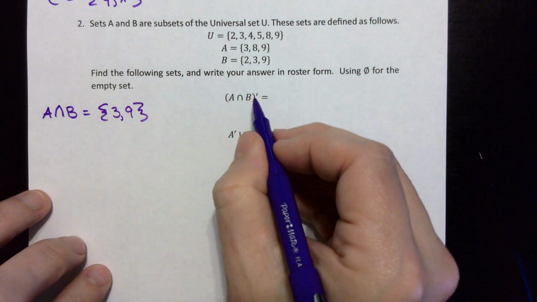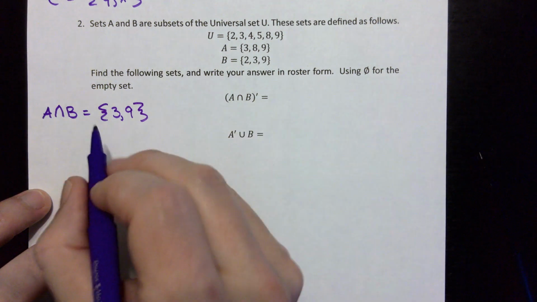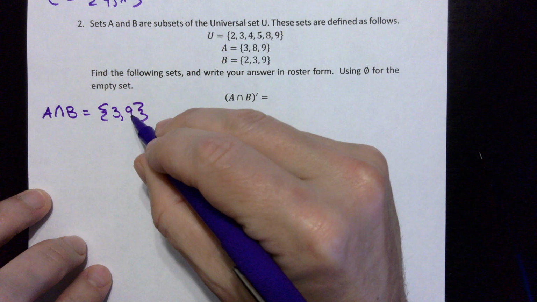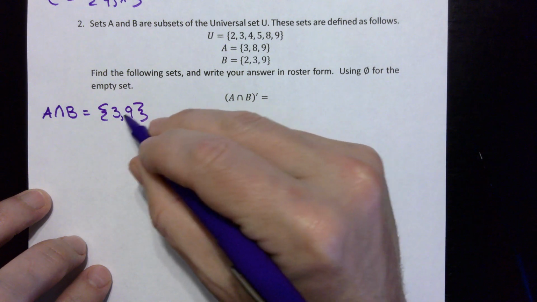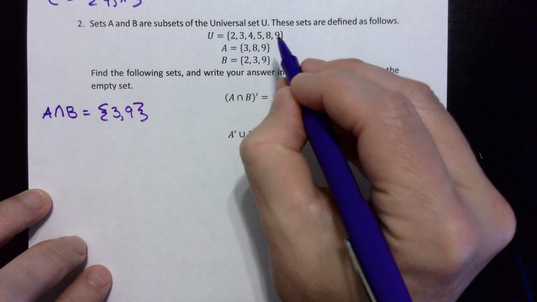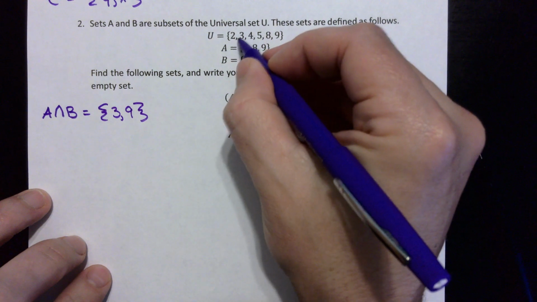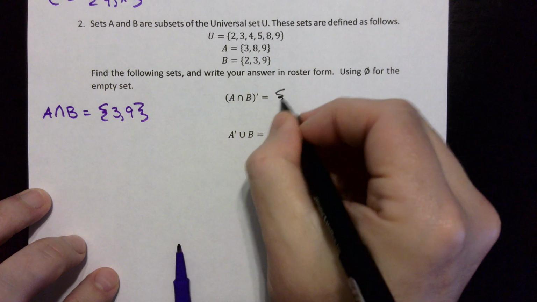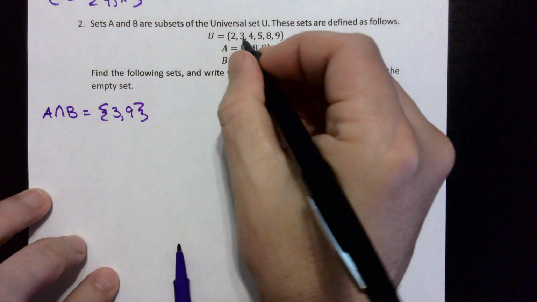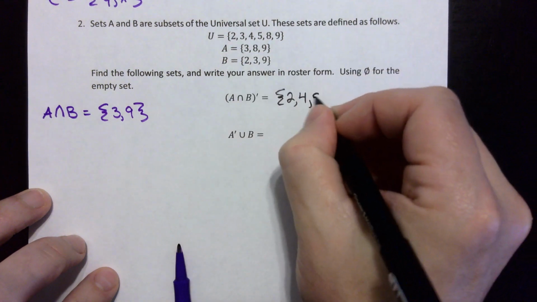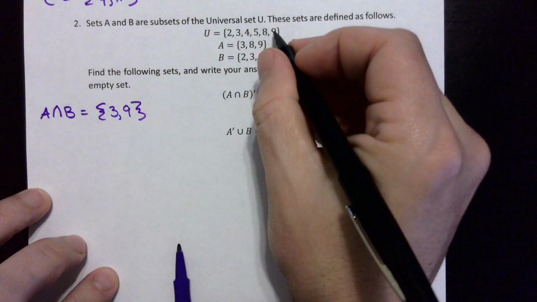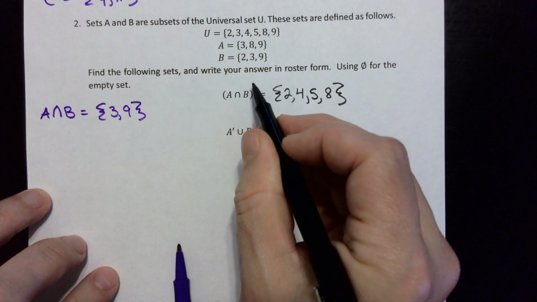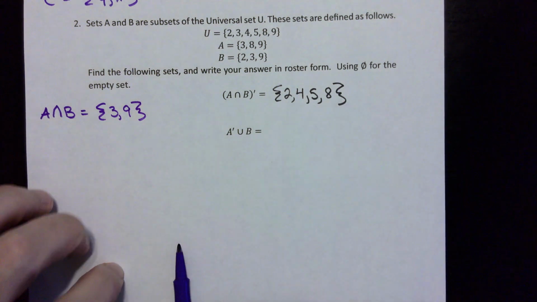Okay, and now the complement of that is everything that's up here in the U except for these two things. Okay, so 3 and 9 can't be included. Everything else up here in U can be. So get rid of the 3, get rid of the 9. What's left? Well, we have a 2, not the 3, but we do have 4, 5, and 8, not the 9 because that's included. So A intersect B complement is this.